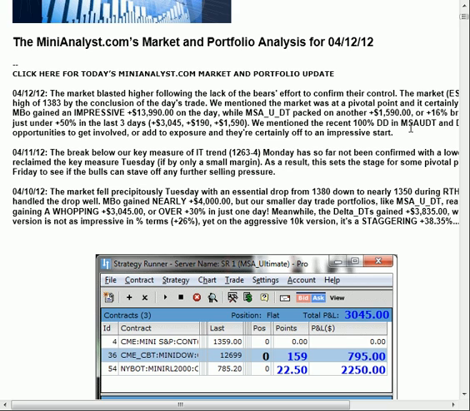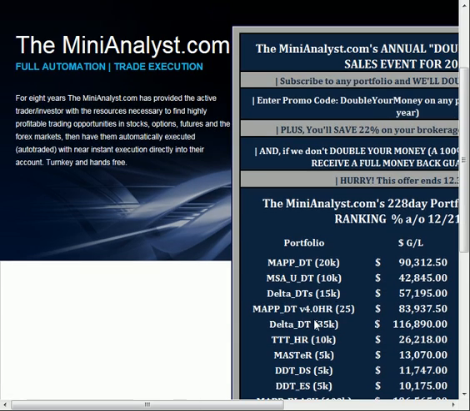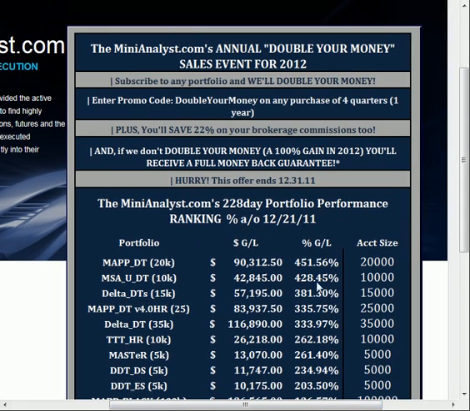It's almost 50% gain just in the last 3 days for the MSA UDT. We had been mentioning the drawdown over the first quarter of Delta DTS and MSA UDT, two leading portfolios. That's why we keep up this graphic: you can see last year MSA UDT and Delta DTS, $10,000 and $15,000 portfolios, were up about 400% last year.